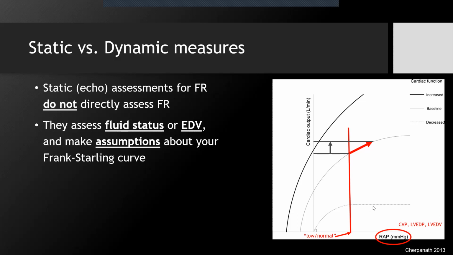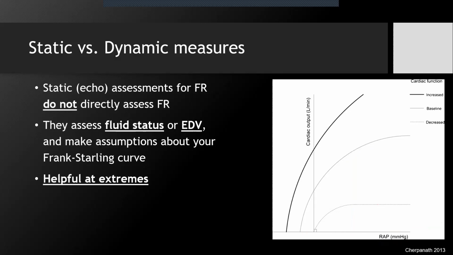But what if your patient has this Frank-Starling curve, you give more fluid and you've just done harm, you've done no good, you haven't increased their cardiac output because even though their CVP is low normal, they're already on the flat portion of their Frank-Starling curve. So a lot of assumptions go into using a static measure of fluid responsiveness.